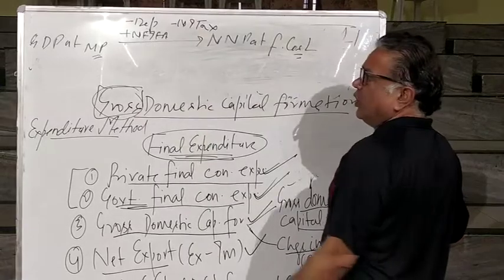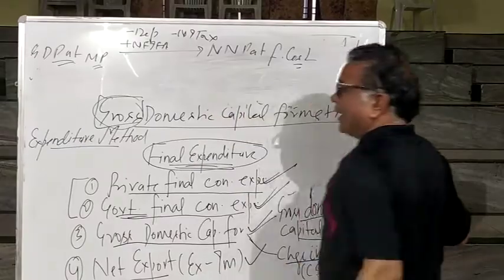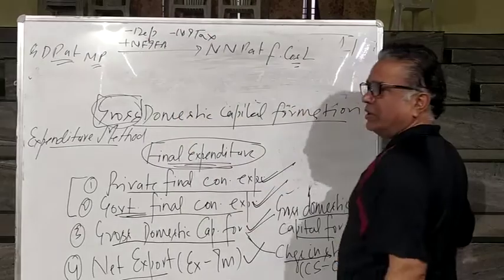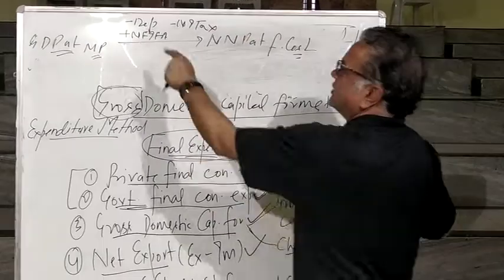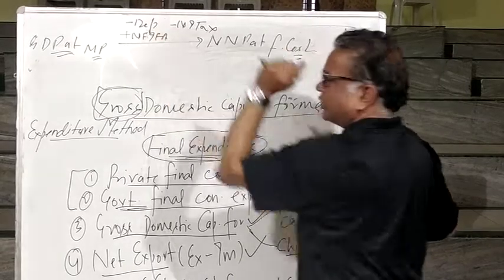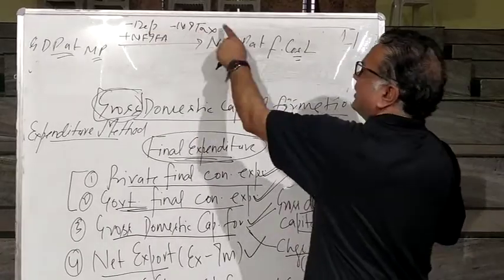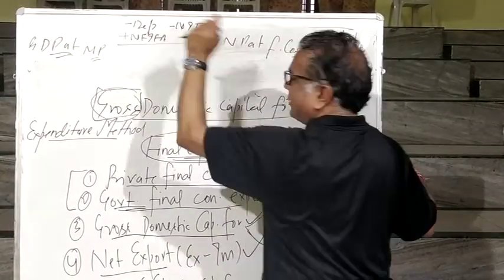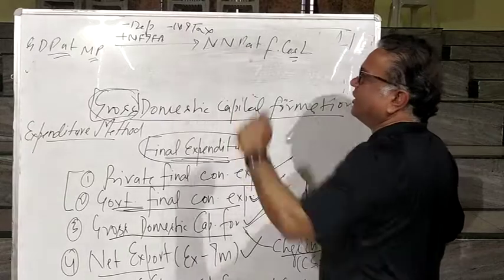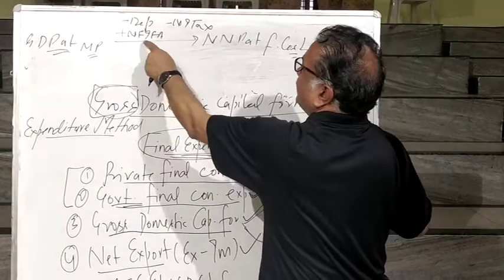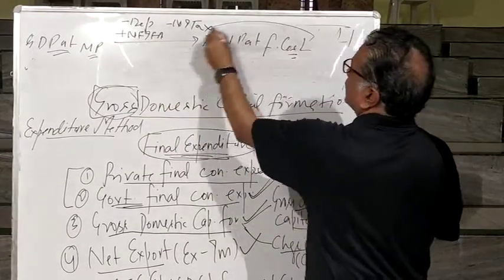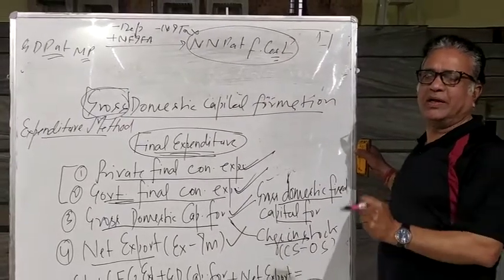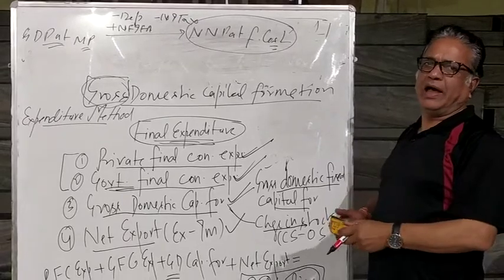Now what will I do? Once I have calculated this value, again in the numerical, among the items I will search for depreciation. I will put the value here. Then I will search for net factor income from abroad, I will put the value here. Then I will search for net indirect tax, I will put the value here. And then from GDP at MP I will subtract depreciation, subtract net indirect tax, and add net factor income from abroad. What am I going to get? National income. So this is all about the three methods: income method, product method and expenditure method.